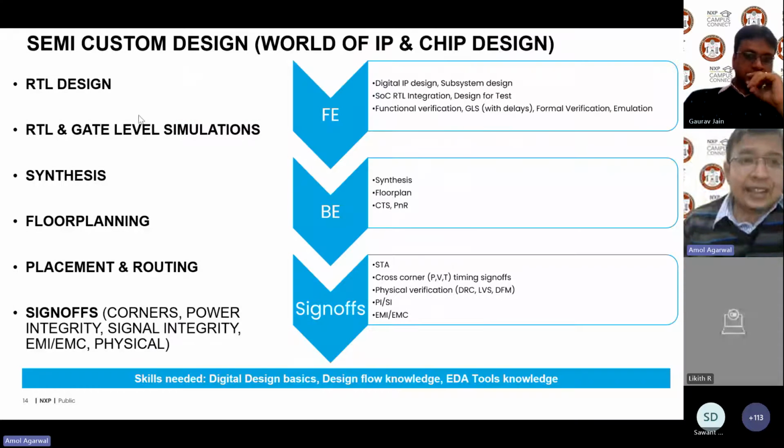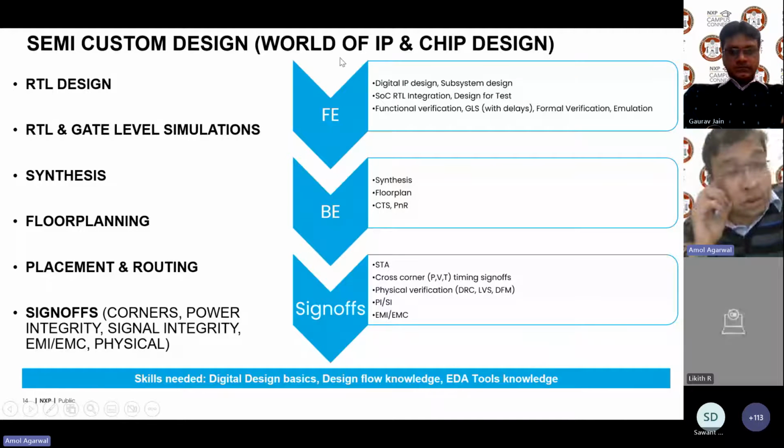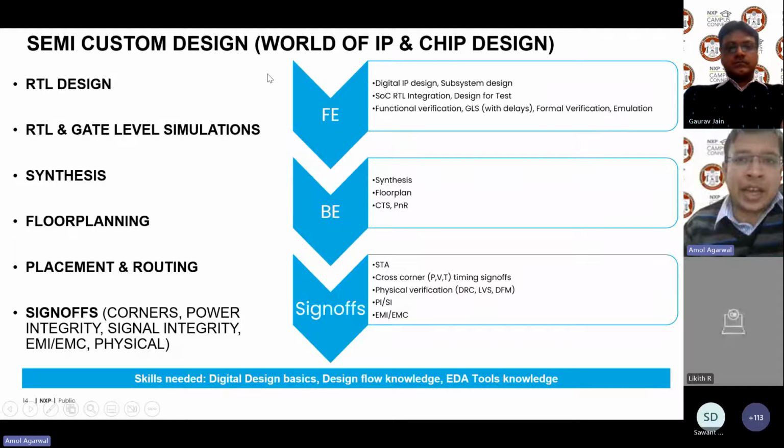So next is the semi-custom design, or we say it's the world of IP and chip design. This is where most of the design companies are, where you hear Intel, Nvidia, all the companies, and NXP is also one of the pioneers of this. So you start with the RTL design, you get your architecture specs, you convert your architecture specs into RTL design, you do the RTL and gate level simulations to verify the functionality. Then you convert that into the logic gates, and this process is synthesis.